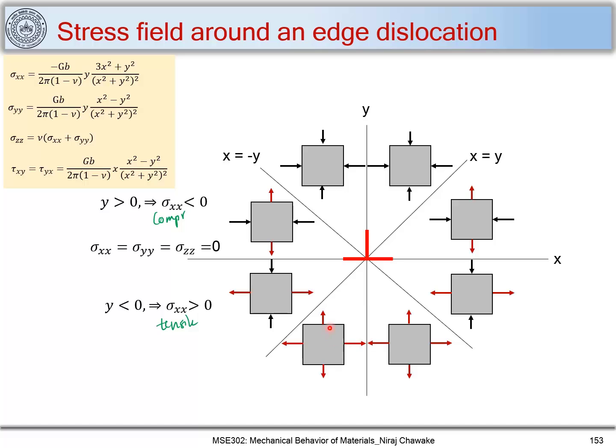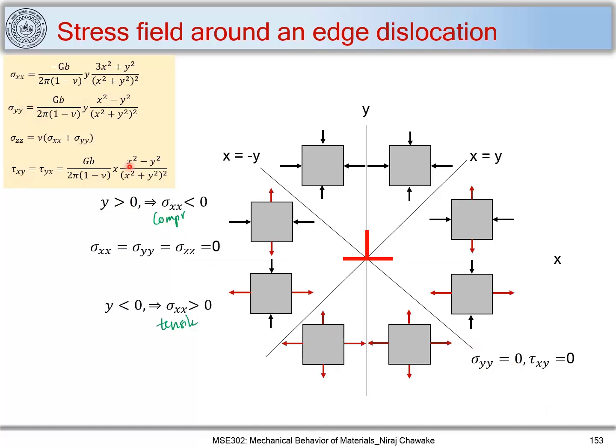Similarly, when x is negative and y is greater than x, so you have negative and negative, which turns out to be positive. So sigma yy will be tensile in nature at these locations. Sigma yy will be 0 when x equal to y. So when we have x equal to y, sigma yy will be 0.